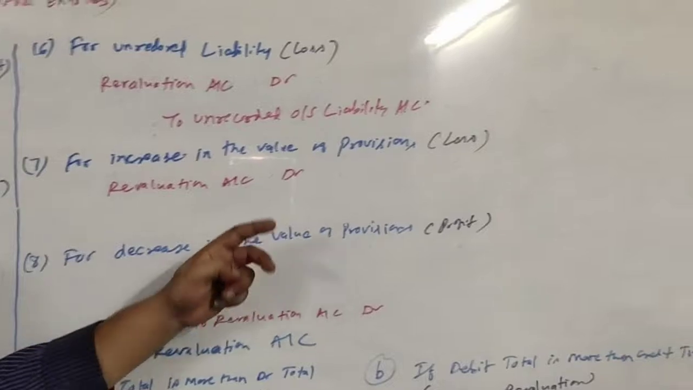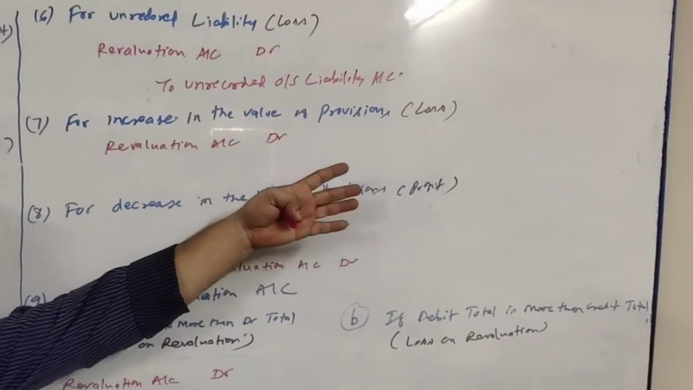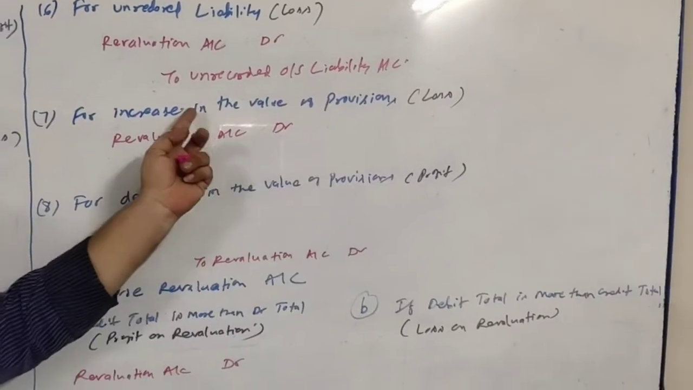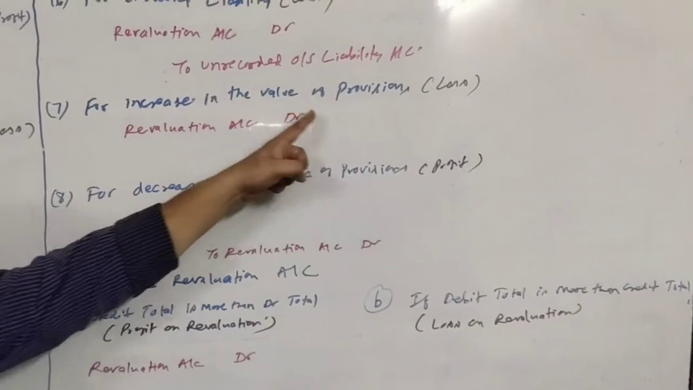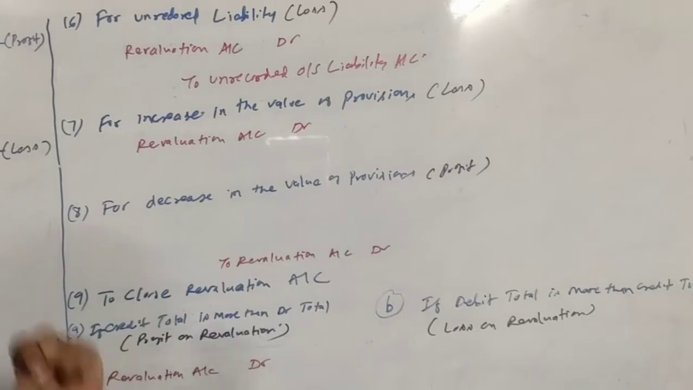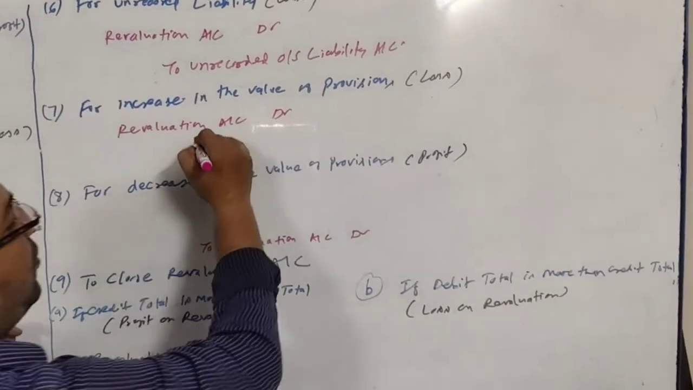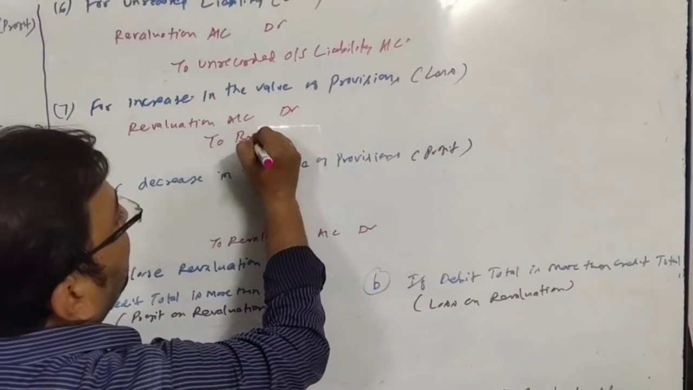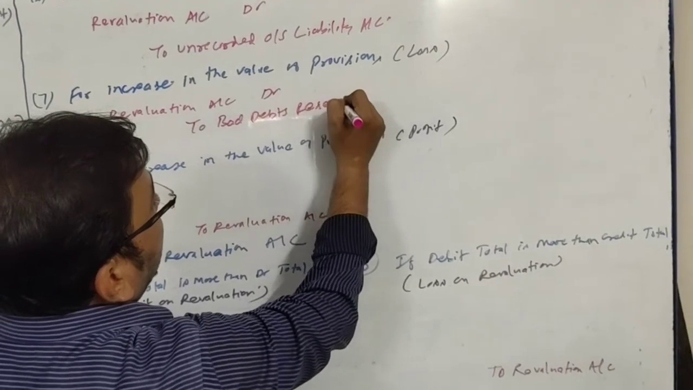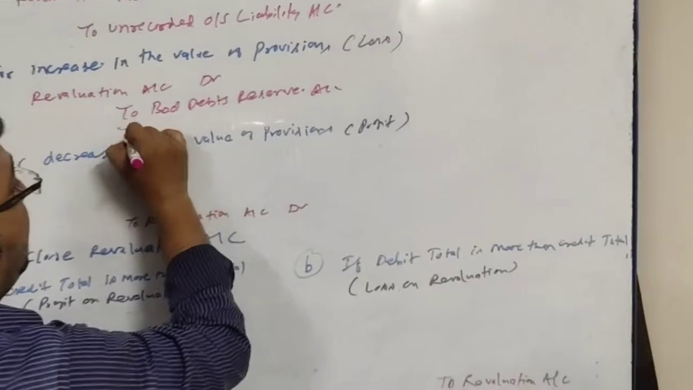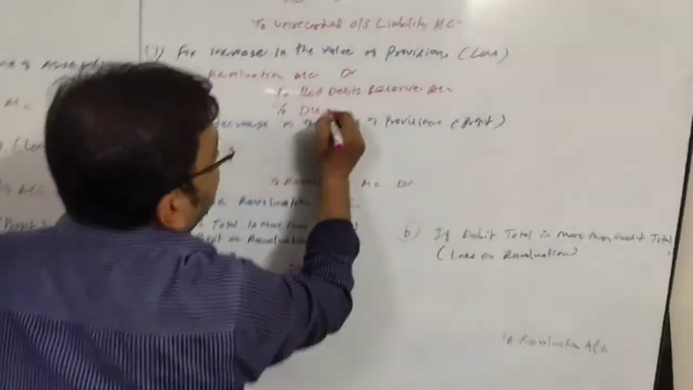Finally, let us talk about provision. There may be an increase in the value of provision or decrease. If there is an increase in the value of provision, revaluation account debit, because it is a loss, revaluation account debit to that provision. What could be that provision? To bad debts reserve account, or else discount reserve on debtors account.